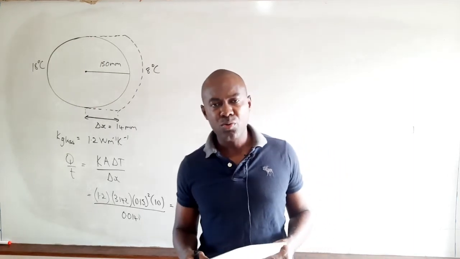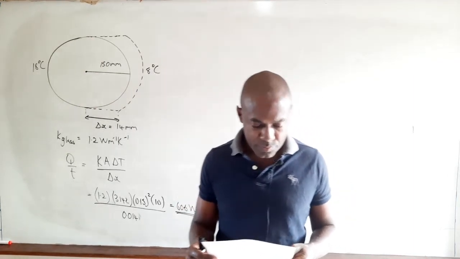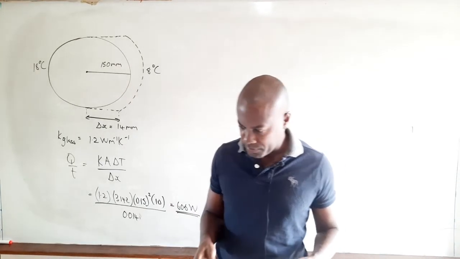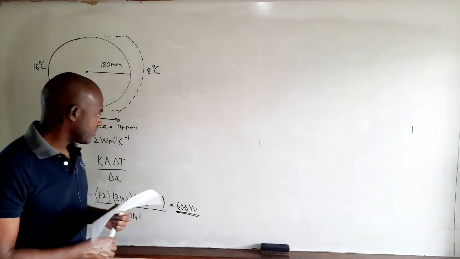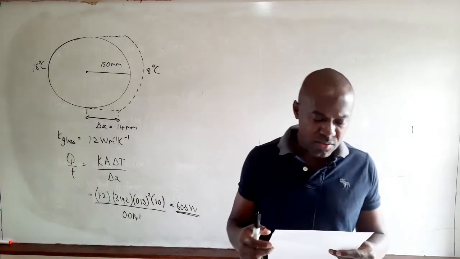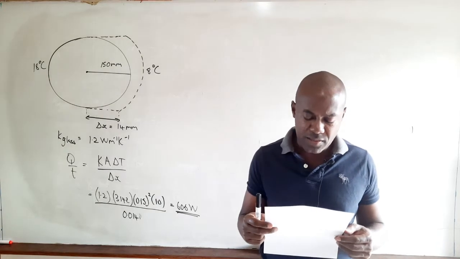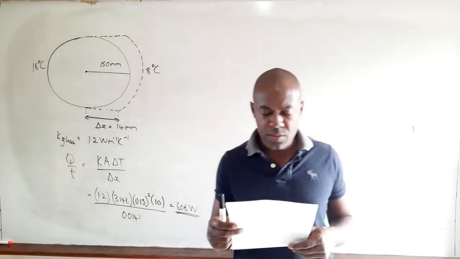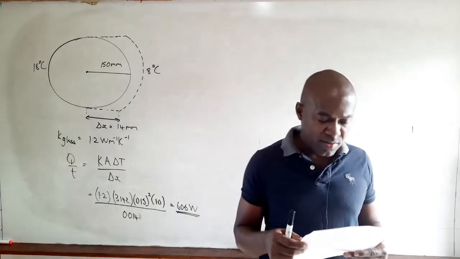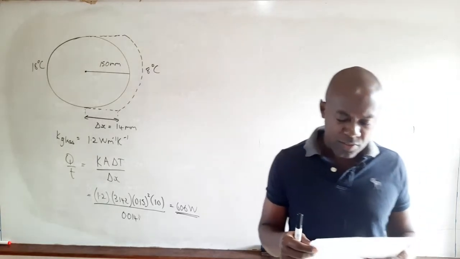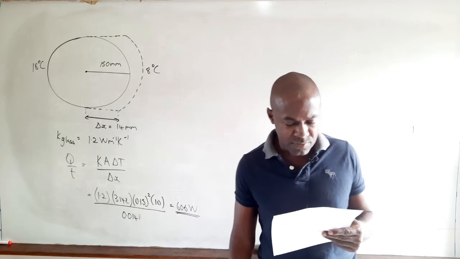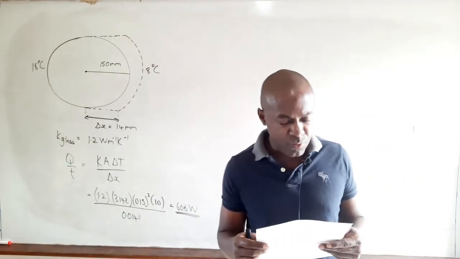Now we look at question 2 from our worksheet. Question 2 says, the walls of a picnic cool box consist of a 1 mm thick plastic inner and outer casing separated by polystyrene insulation of thickness 15 mm. If the box has a total surface area of 1.4 meters squared and there is a 15 degrees Celsius temperature difference between the internal and external surfaces, calculate the rate at which heat energy flows into the box.